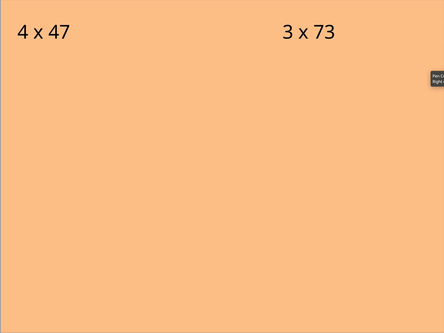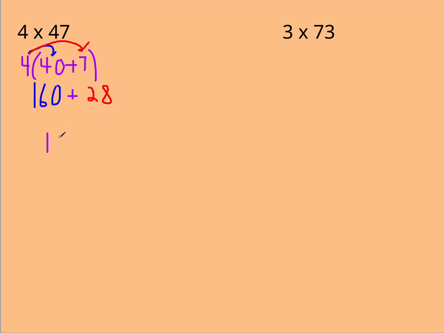If you want to try these yourself, go ahead and pause the video, but then give it a shot. All right, so for 47, I'm going to do 4 times (40 plus 7). Again, decompose that. All right, 4 times 40, I get 160. Then I get 4 times 7, 28. And I got this little plus sign here, so this is adding. 160 plus 28, so I get 188.